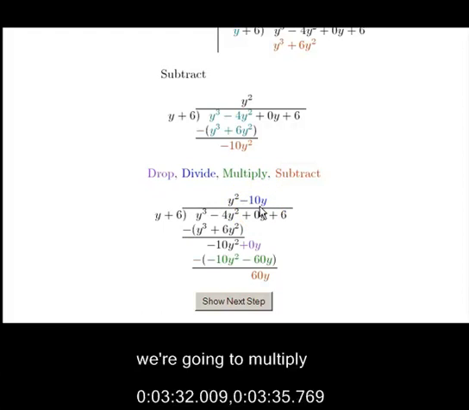And then we're going to multiply this new addition of the quotient by y plus 6 and write that here. So that's going to be negative 10y squared minus 60y. And then we will subtract this from this term. Again, these will cancel, and we will have 60y.